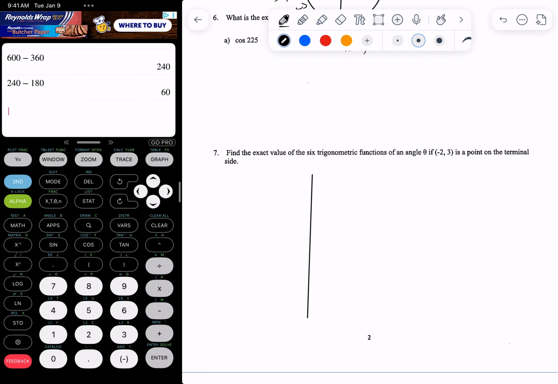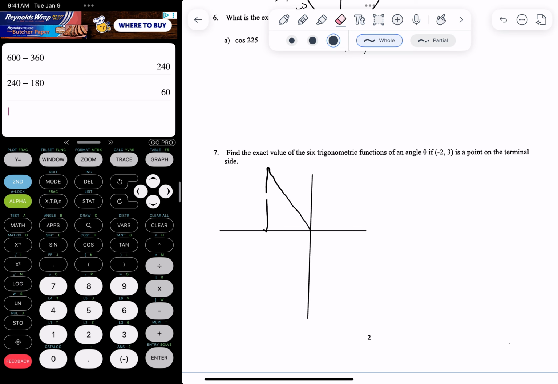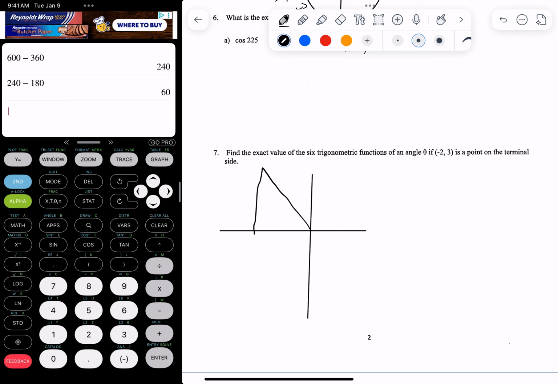draw a nice little graph. Then the terminal side, meaning we're going to draw it like this. And negative 2 and 3. So negative 2 will be the x, and 3 will be the y. Since it's on the negative side of the x, it would be negative, but it's a positive y because it's going upwards.